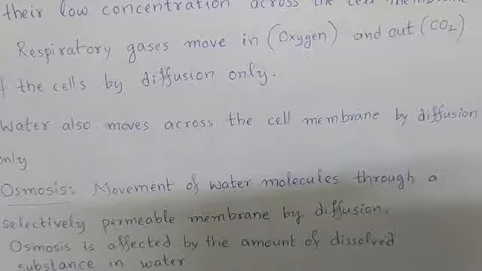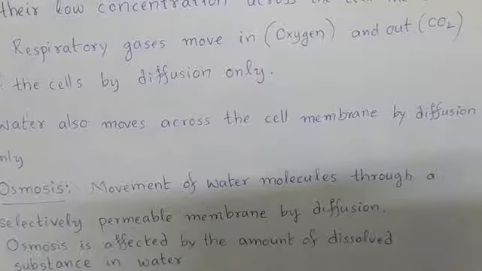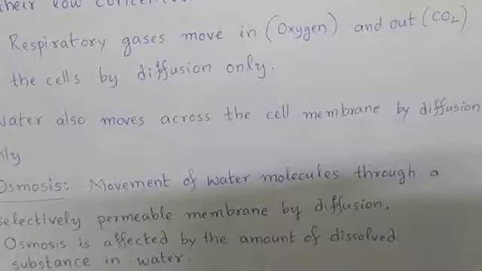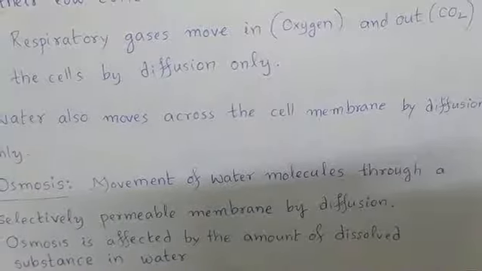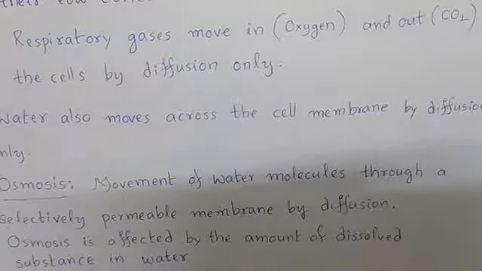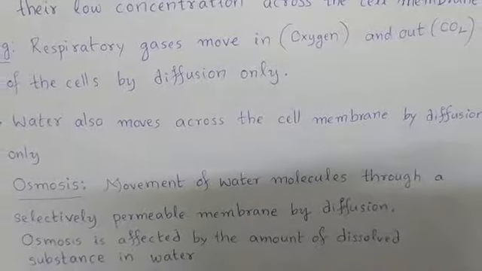Diffusion of water is given a specific term, that is osmosis. Movement of water molecules through the selectively permeable membrane by diffusion is known as osmosis. And osmosis is affected by the amount of dissolved substance in water. See, water solubilizes many materials in it, right? So many substances are dissolved in water. So based on the amount of dissolved substance in the water, the osmosis is going to result.